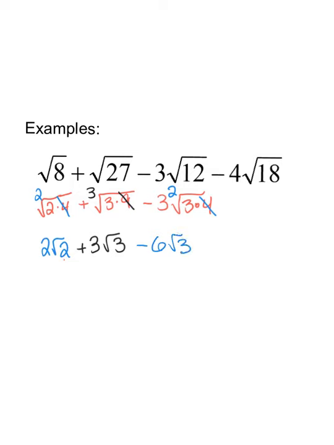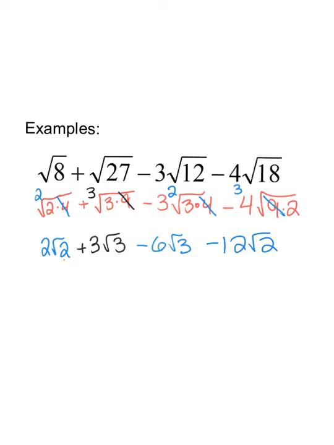And if I look at the last term, I've got an 18. To simplify an 18, I'm going to go with 9 times 2, because the square root of 9 is 3. So this becomes minus 12 radical 2.